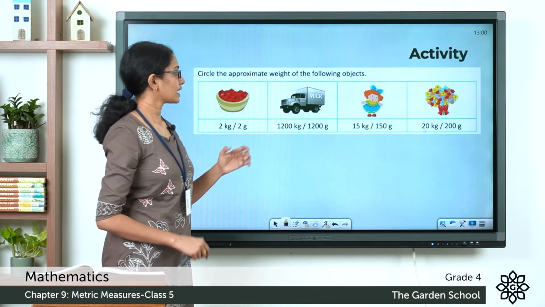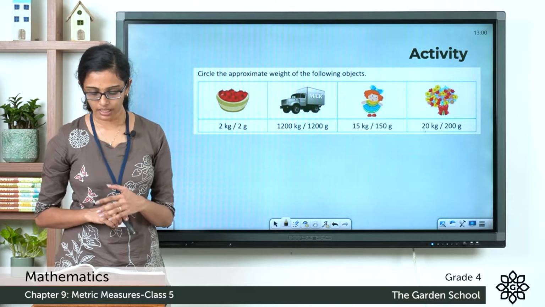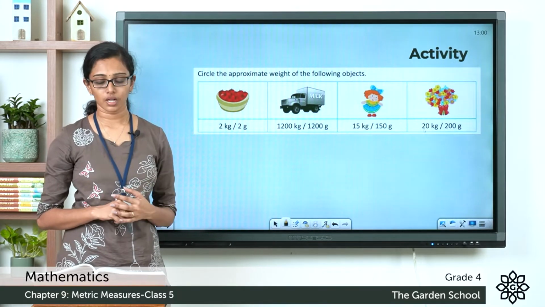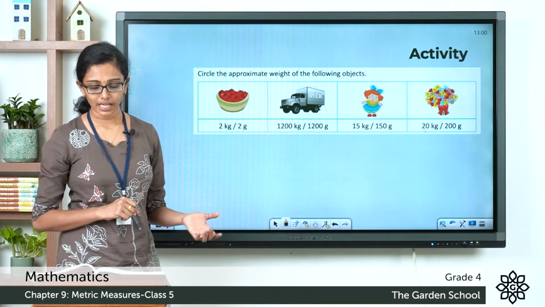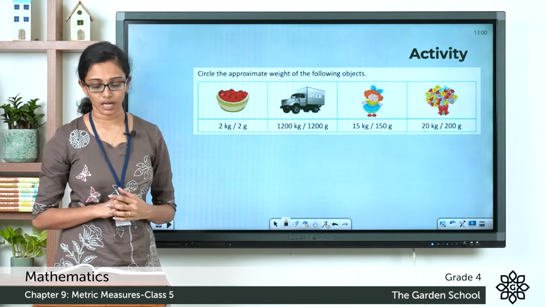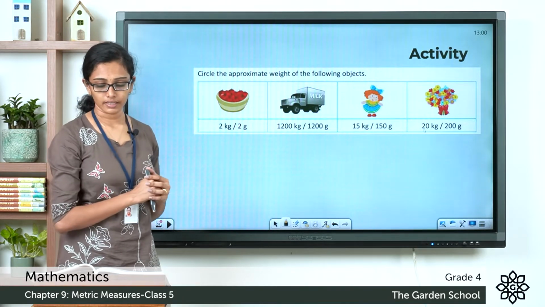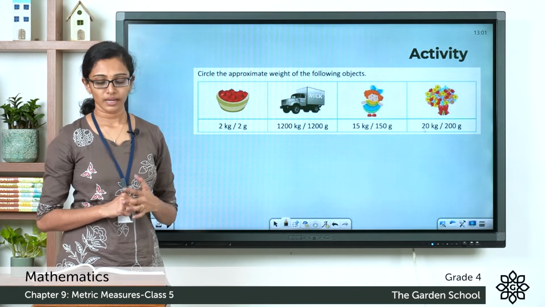Now we'll see an activity. This is from page number 131 in your textbook. You can look into your textbook. Circle the approximate weight of the following objects. You have 4 images given there, and below each image you can see 2 choices are given. You have to guess what is the weight of the figure given there, and you have to circle the possibly correct choice. Now let me show an example to you.